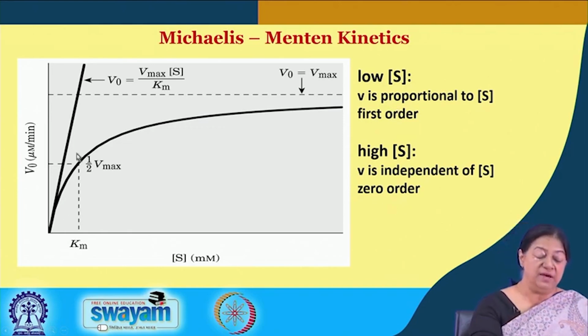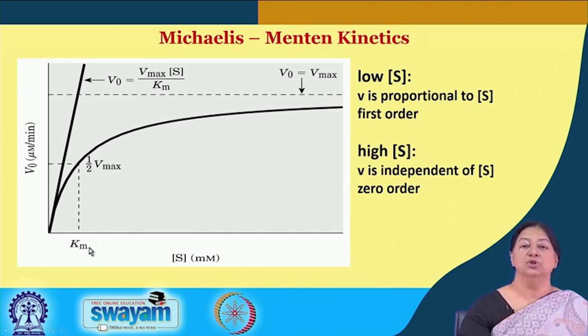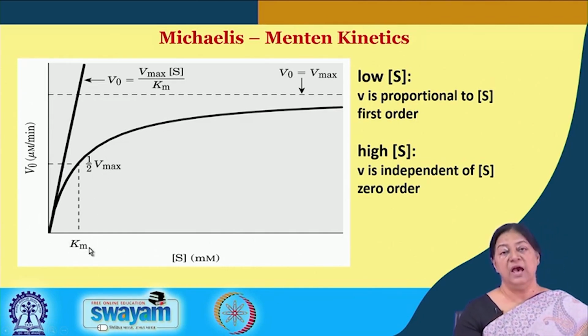And what do we have here? If this is the Vmax value, half of the Vmax, based on the Michaelis-Menten equation, the expression relates to the Km. So, the substrate concentration at which half the maximum velocity is attained is equal to the Michaelis-Menten constant.